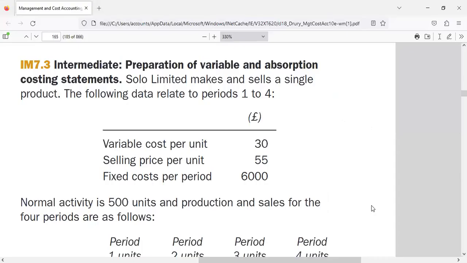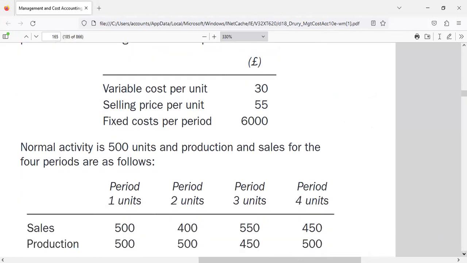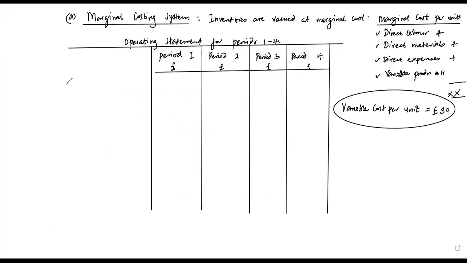Now you have the selling price per unit, and then you also have the sales units for each period. So we need to get the sales revenue, and you just multiply the sales units times the selling prices. For example, in period 1, it's 500 times 55. Period 2, it is 400 times 55. Period 3, it is 550 times 55. Then period 4, it's 450 times 55. When you do that, you'll come up with the sales for each and every period.